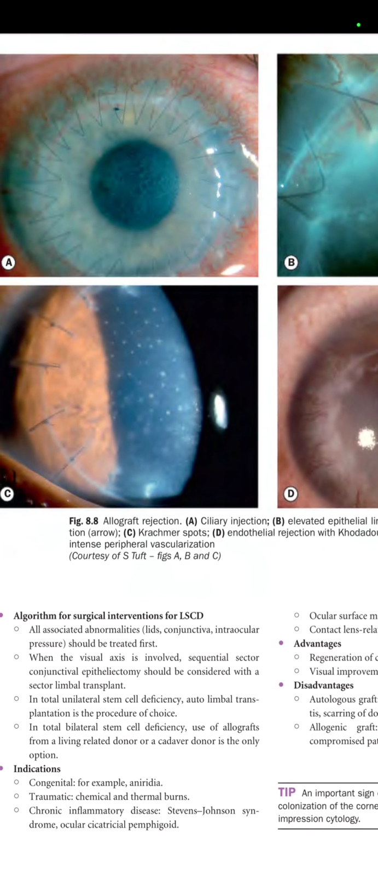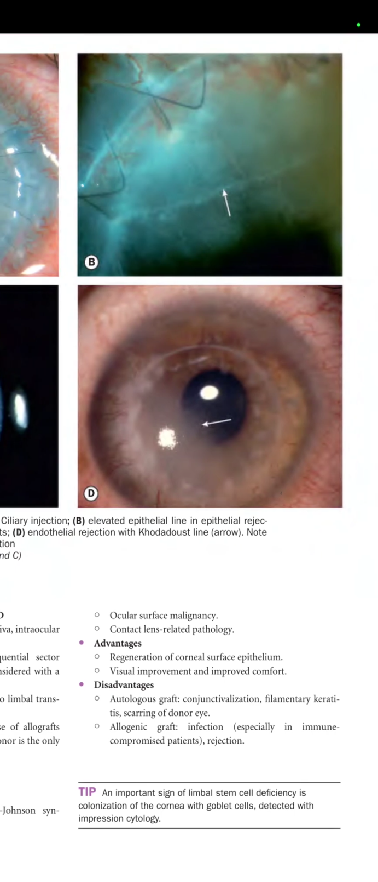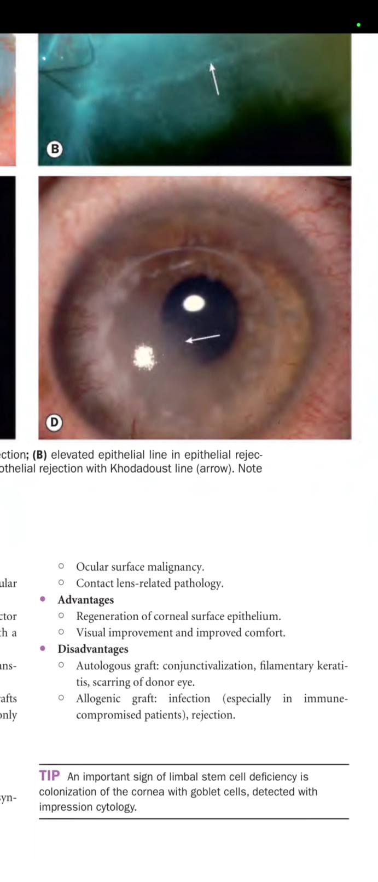Indications include congenital causes, for example aniridia. This is a very common question. In aniridia, there is a limbal stem cell deficiency. Other indications are traumatic, chemical burn and thermal burn, chronic inflammatory diseases such as Stevens-Johnson syndrome, ocular cicatricial pemphigoid, ocular surface malignancy, and contact lens related pathology. Advantages include regeneration of the corneal surface epithelium, visual improvement, and improved comfort.